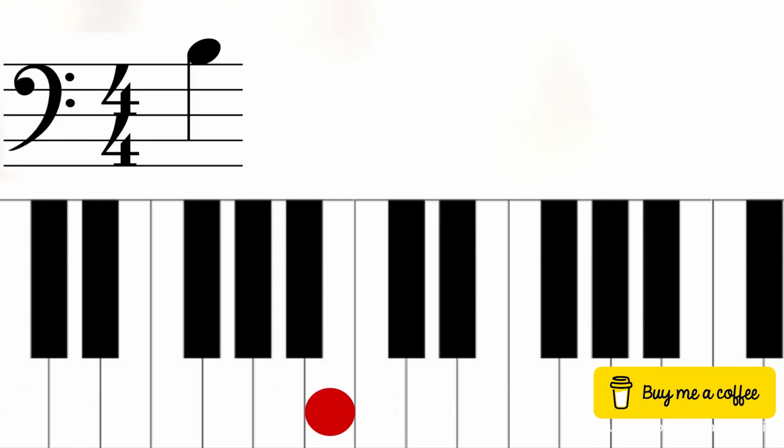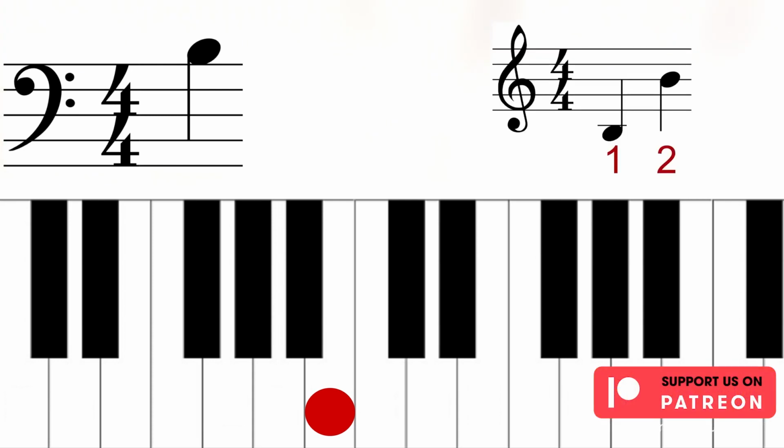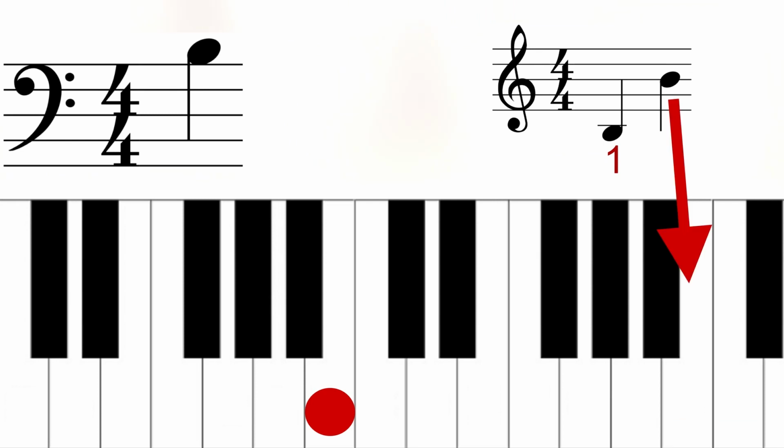Take a look at this note in the bass clef. This is the note B and is just below middle C. Which one of these 2 notes is the same pitch? The answer is number 1. This note sits just below middle C on the bass clef, whereas in number 2, this B is much higher than middle C.